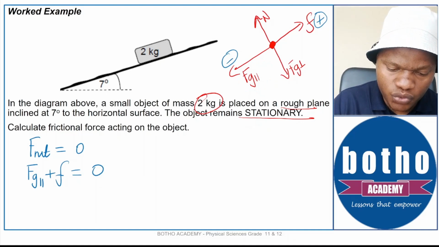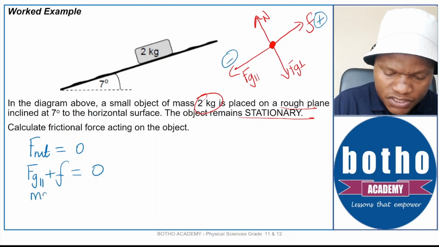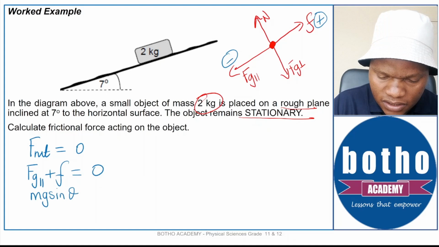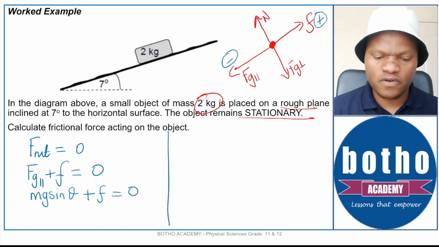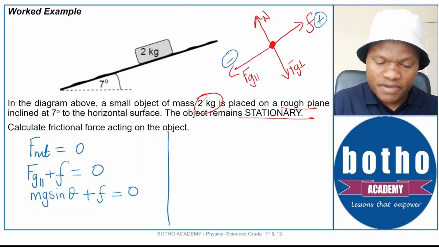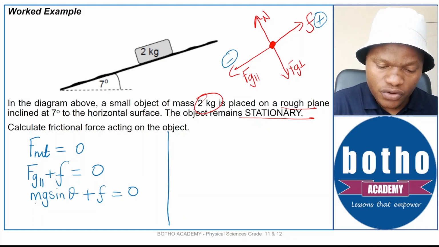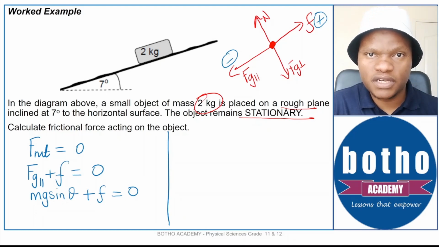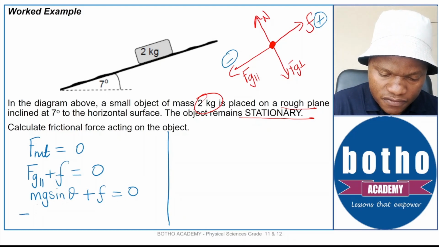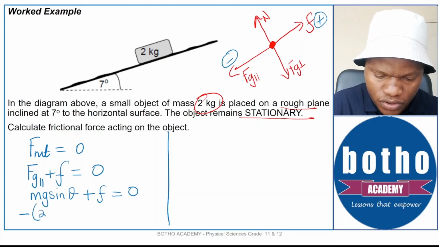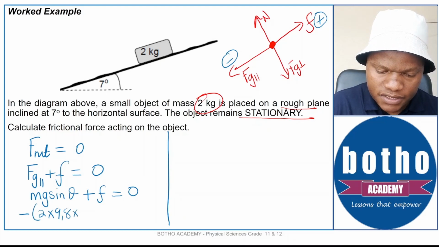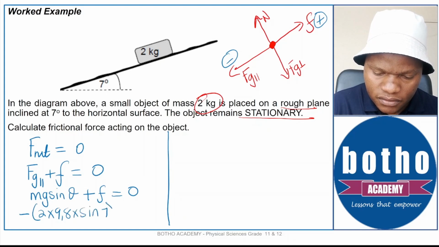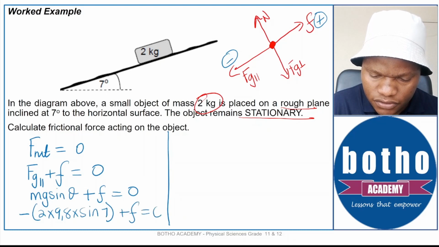So in our substitution, what do we know? We know that this is mg sine theta. Before we substitute, let's simplify this so that it becomes easier as we go forward. mg sine theta is actually Fg parallel. So when we substitute, this is a force going down the slope, and down the slope is negative. So this will be negative m, which is 2, times 9,8, which is our g, multiplied by sine 7, plus frictional force is equal to 0.